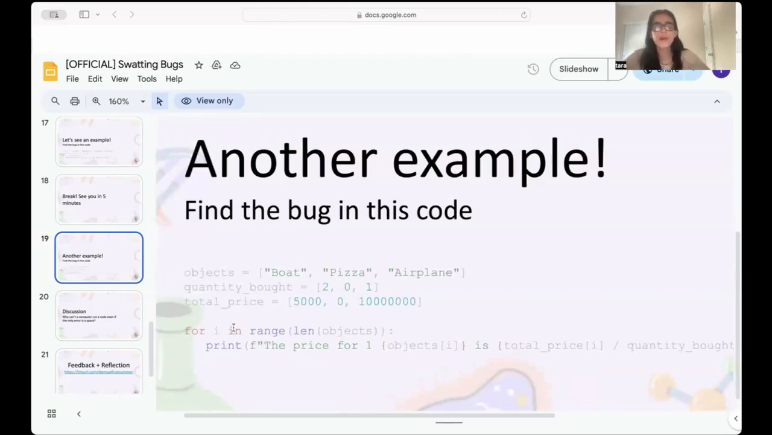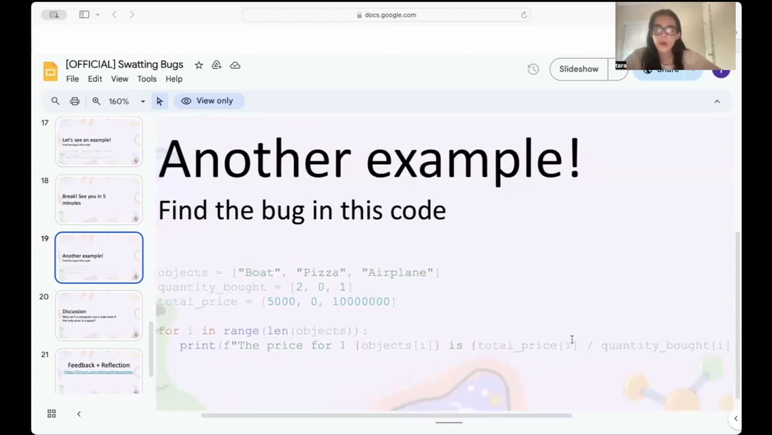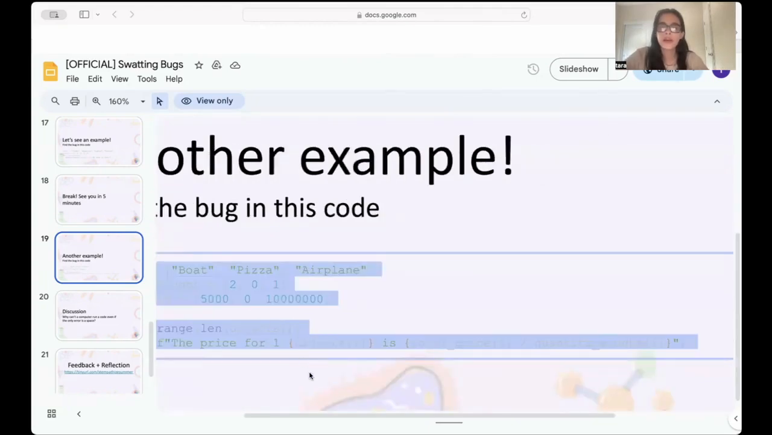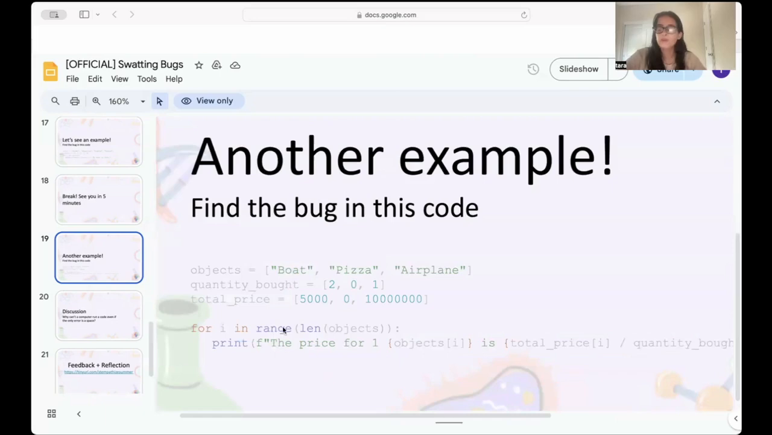And then we have for i in range. We didn't misspell range, so that's pretty good. No syntax errors so far. Print the price for objects, we're referencing an index, is total price divided by quantity bought. So I just want you to take a look at this. I know it can be a bit confusing, but I'm going to explain it, and I'll give you a hint that this error can be found here and here. So it's kind of like a cause and effect thing.